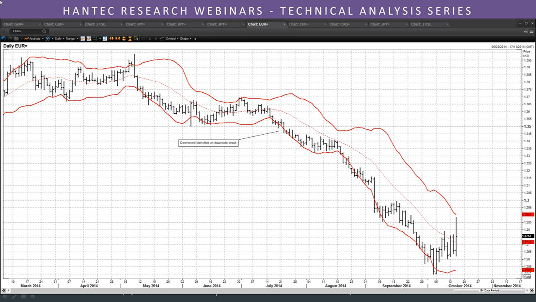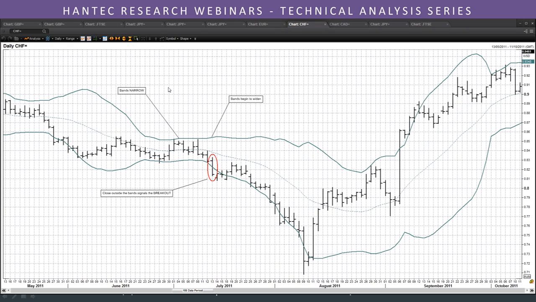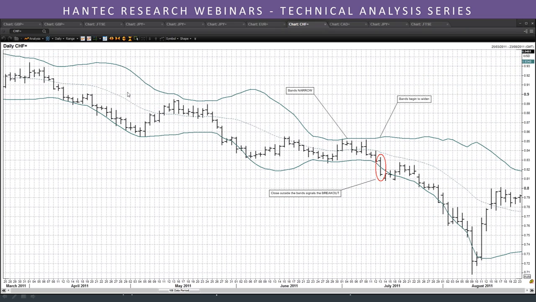So let me just show you on the chart. In this instance, you've had dollar Swiss. Here we go, dollar Swiss. You've got your Bollinger Bands that have gone quite tight. They've been quite wide apart. They don't tend to come too narrow.